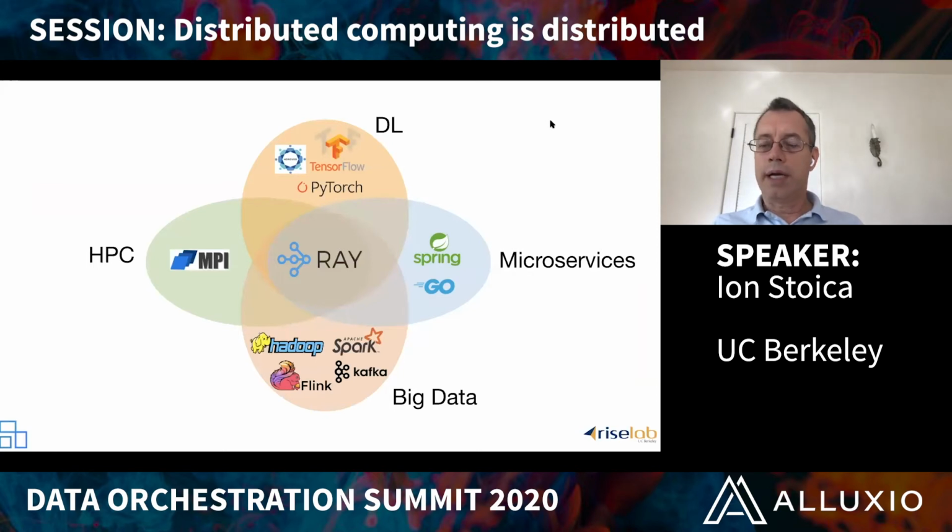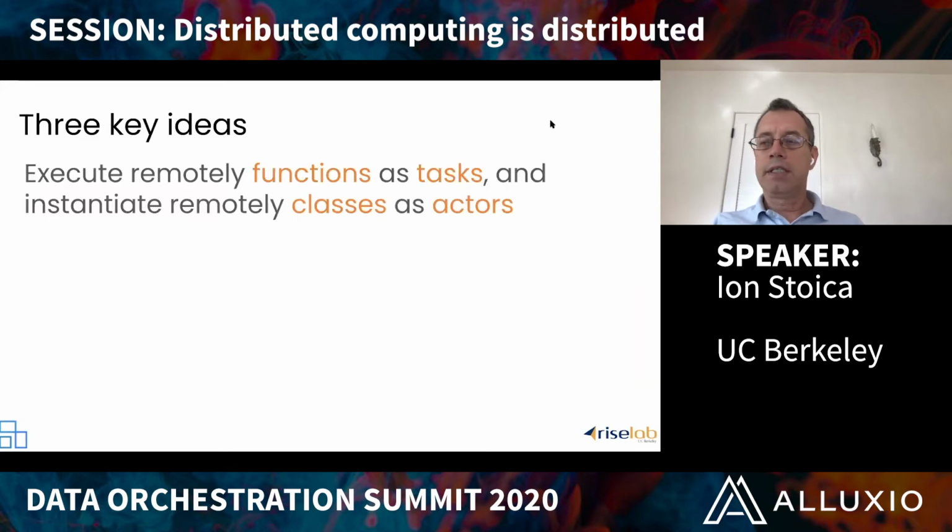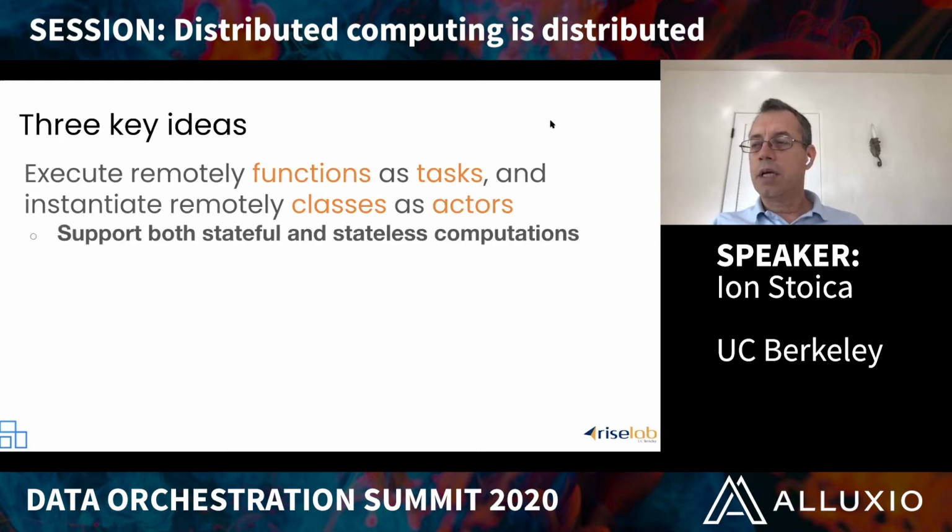So how does Ray do that? Well, Ray is designed around 3 key ideas. The first is generality. When it comes to computation, any imperative programming language provides 2 abstractions, functions and classes. Ray enables developers to execute both functions and class instances remotely. This is very general, as it allows Ray to support both stateless and stateful computations.